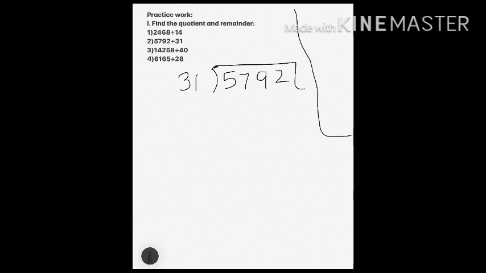Now 31. Since it is a 2-digit divisor, I will look at the first 2 digits, 57. So 31 twos are, first I will try 31 ones are 31, I know. 31 twos are 62, which is a bigger number. So I will go with 1. 31 ones are 31. And when I subtract it, I will get 26 here. And bring down 9.